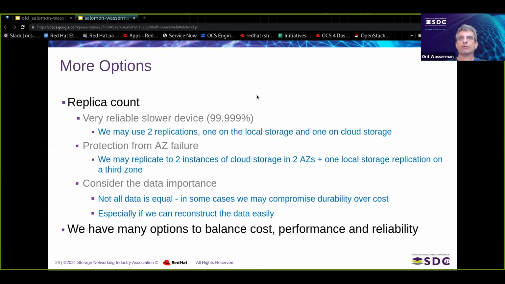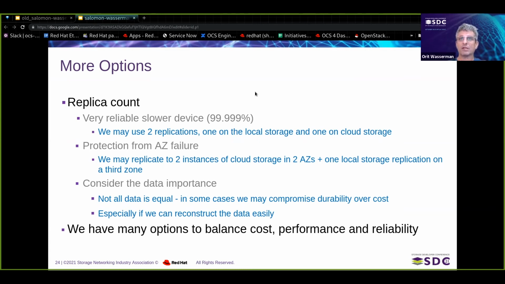Assuming local storage is not reliable enough, we have several options to implement replicated storage. Some examples are one replica on local storage and one replica on EBS, or one replica on local storage and two replicas on EBS. Or another option, two replicas on local storage and one replica on EBS. Each of these options has different costs and different reliability behavior. So how can we choose which one to use?